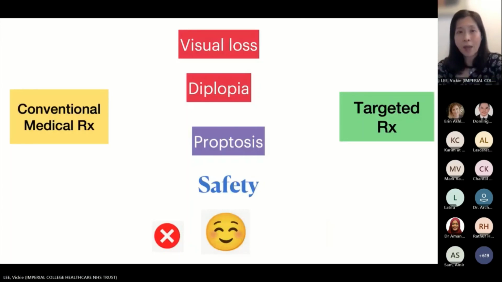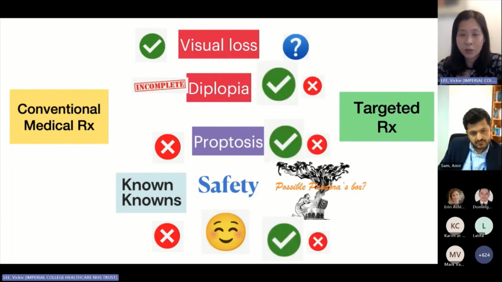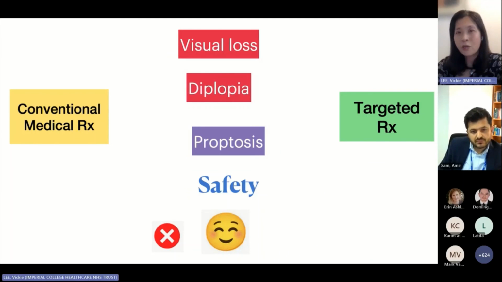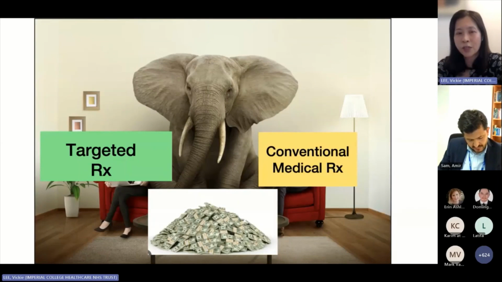So we look at how effective is conventional treatment. Conventional treatment, we know, can prevent visual loss, has incomplete response against diplopia, and little proptosis response. We know about safety issues, which don't make our patients happy. New treatments, we don't know about visual loss. It should work, but no trials have been done on visual loss. Double vision seems to be better. Proptosis, definitely. Safety, we don't know yet. Tends to make our patients happier, certainly on treatment, but we don't know the longevity.